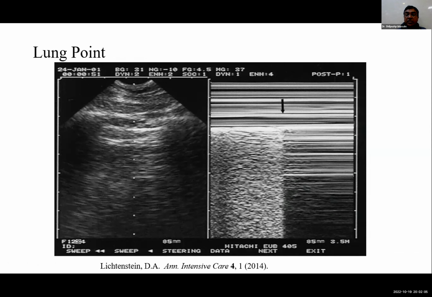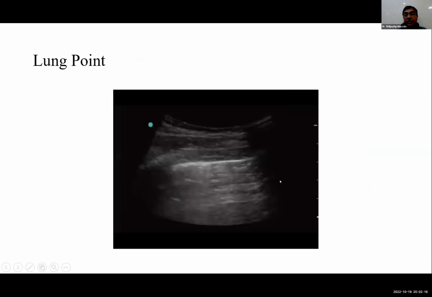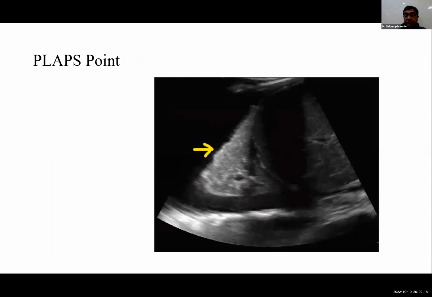This is what I was talking about, the lung point. If you see an area where you can see the seashore sign as well as the stratosphere sign, this is confirmatory for a pneumothorax. And the last is when you put your ultrasound in the PLAPS point. PLAPS is the most dependent aspect of the lung.